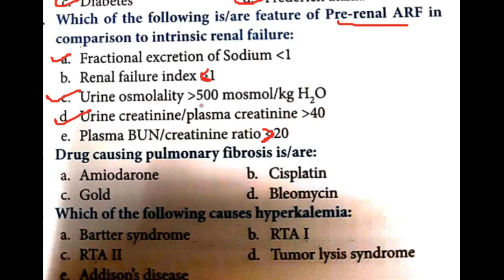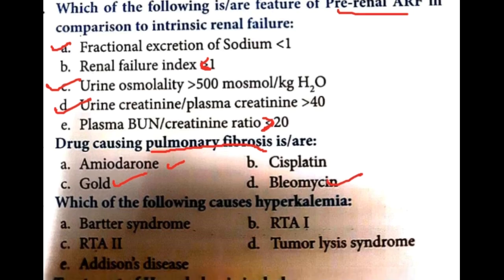Then next question, drugs causing pulmonary fibrosis are amiodarone, gold, and bleomycin. Amiodarone, gold, and bleomycin are the drugs which cause pulmonary fibrosis.